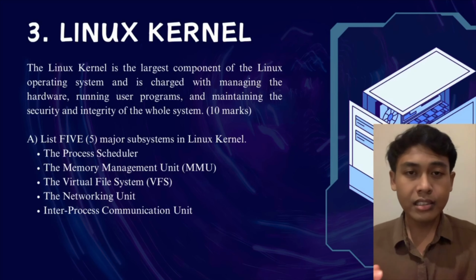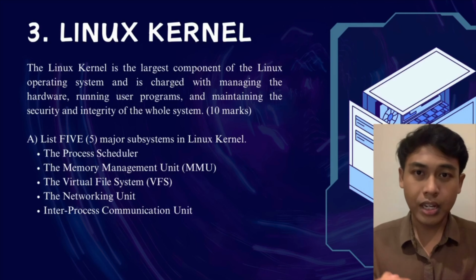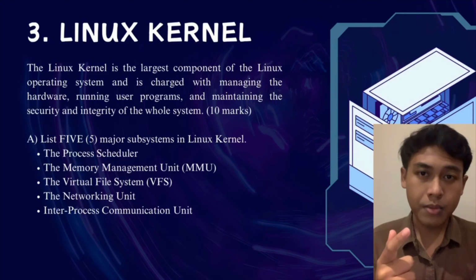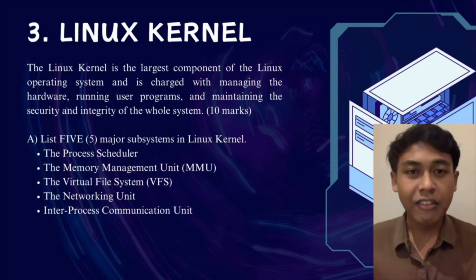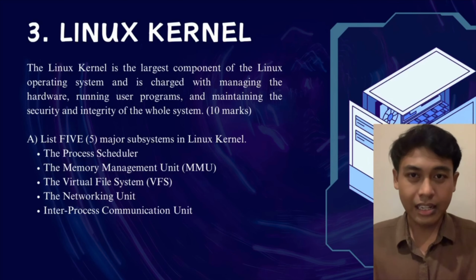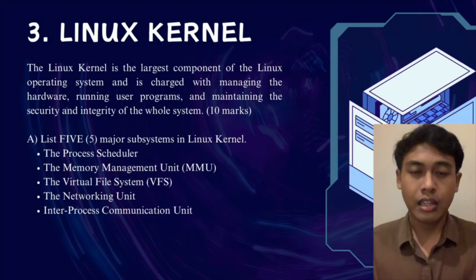So basically, the Linux kernel is the heart of the Linux operating system, responsible for managing hardware, running user programs, and maintaining system security and integrity. There are 5 major subsystems in the Linux kernel. The first one is the process scheduler, whose function is to manage the execution of processes, ensuring efficient CPU usage. The next one is the memory management unit.